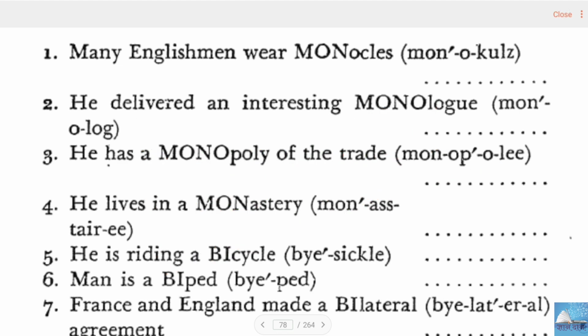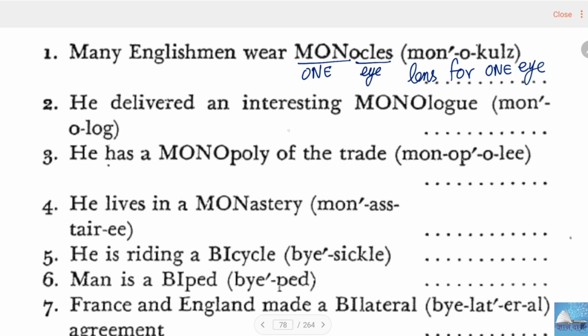Many Englishmen wear monocles, which means lens for one eye. Mono means one, and ocles seems to be related to eye. So it's a lens for one eye.